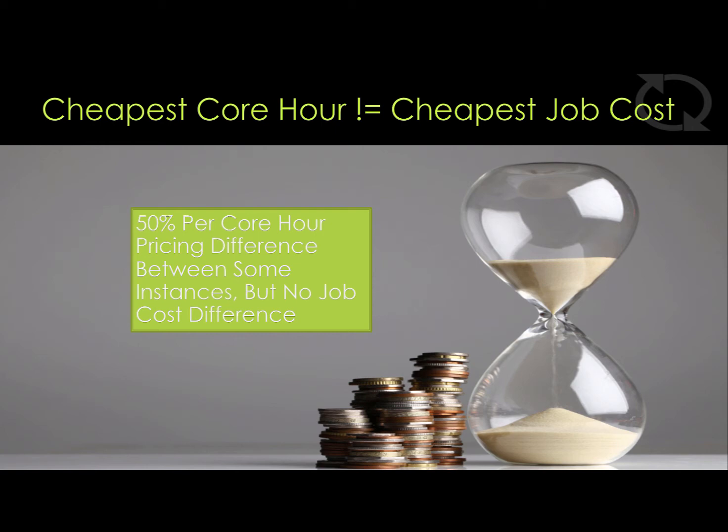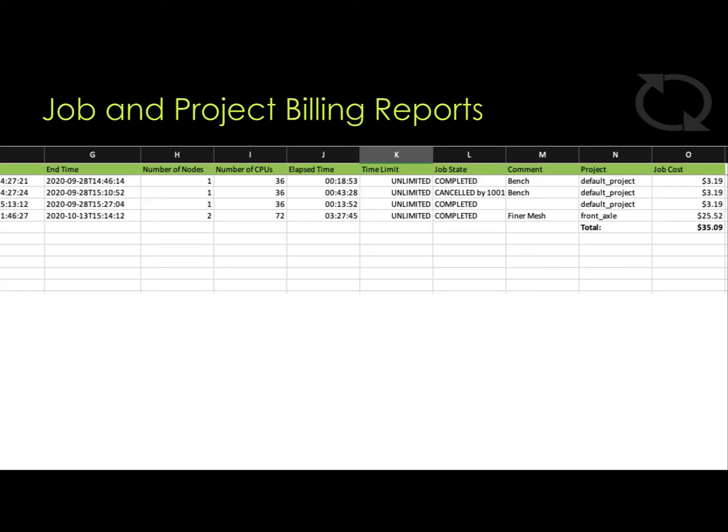So just be aware that is why TotalCAE's billing reports are all done by job. We will give you, like in this Excel report, the cost of each job. We calculate the estimated job cost before you submit, and then we will tell you, for every job you've submitted, what it actually cost you.